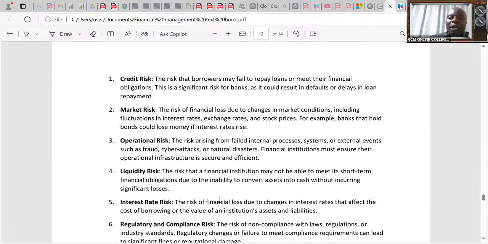Then we have number 4, liquidity risk. The risk that a financial institution may not be able to meet its short-term financial obligations due to inability to convert assets into cash without incurring significant losses. Ladies and gentlemen, if you normally read the Business Daily every other day, so many banks right now are crying that there is no money, not enough money circulating in the economy. Many SMEs are closing shop every now and then.